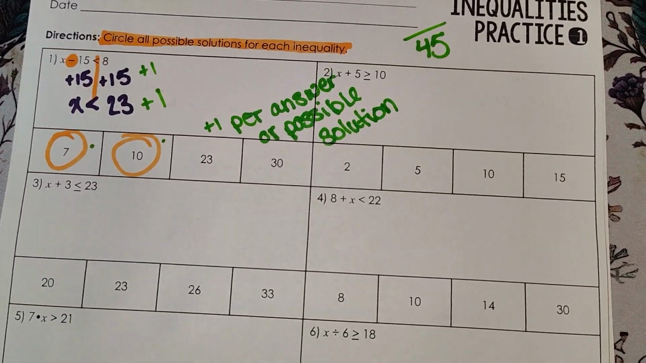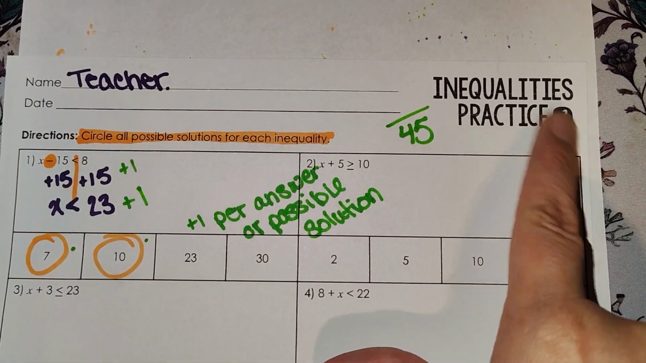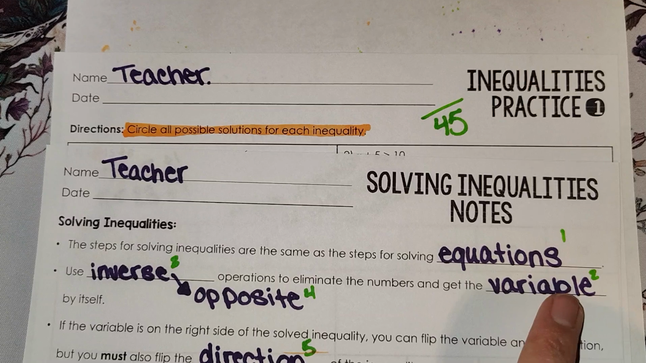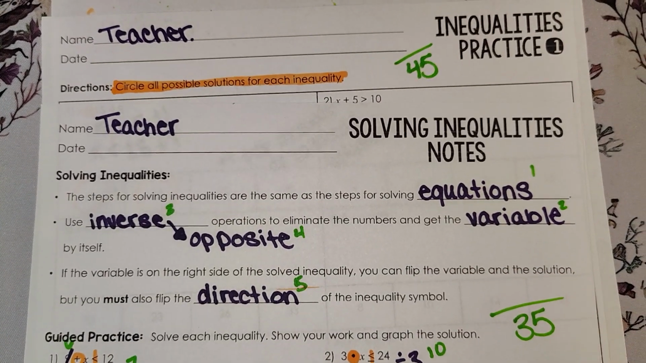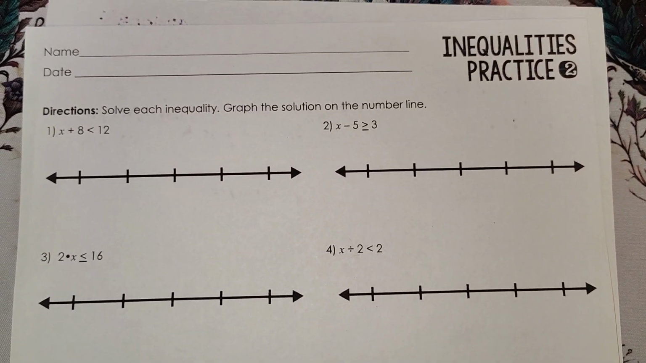Beautiful. Let's look at our next worksheet. So we have Inequalities Practice 1. That's worth 45 points. Guided Notes, 35 points. Inequalities Practice 2.